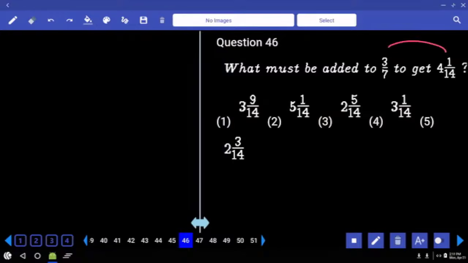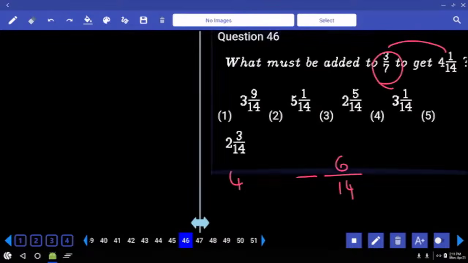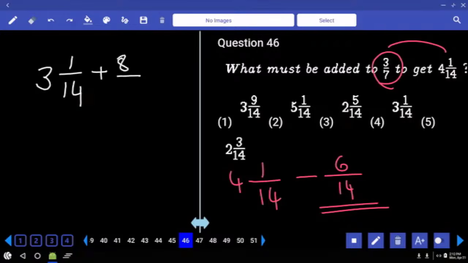Avuna? I'll write 3 by 7 as 6 by 14. Do you have any problem? So we have to subtract 6 by 14 from 4 1 by 14. Correct? Instead of 6 by 14 I will subtract 1. How much is there? 3 1 by 14. How much extra is subtracted? 8 by 14. Now add 8 by 14. Answer 3 9 by 14.